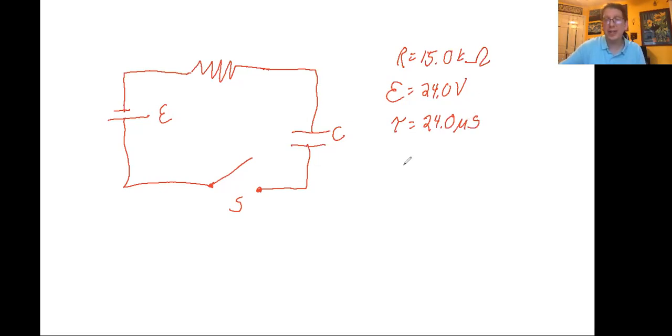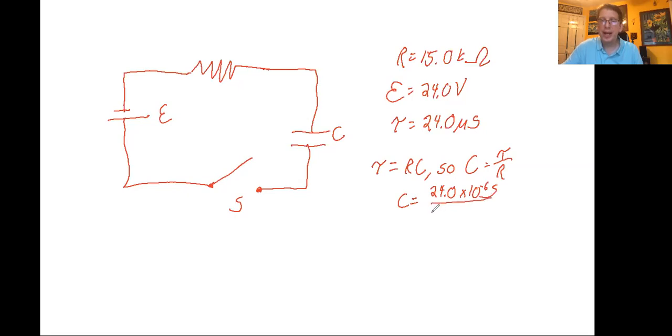So the first thing we're asked is the total capacitance of the circuit. So we're given tau, and we're given R. So tau is simply RC, so that C, the capacitance, is equal to tau divided by R. And so C is equal to 24.0 times 10 to the negative 6 seconds. And the resistance is 15.0, and that's kiloohms. So that's 10 to the 3 ohms.